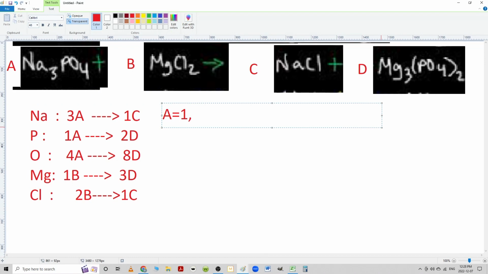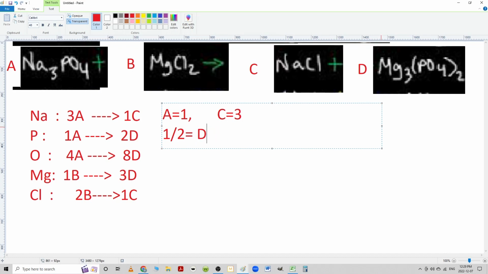So if A is equal to 1, then 3 times A, which is 3 times 1, is equal to 1 times C. What must C be for this to be true? C must be 3. Then I look at the next line, and I know that A is 1. So 1 times 1 is 1, which must be equal to 2 times D. For this to be true, I have to divide both sides by 2, and I get D must be equal to a half.